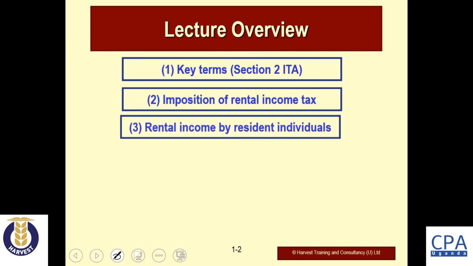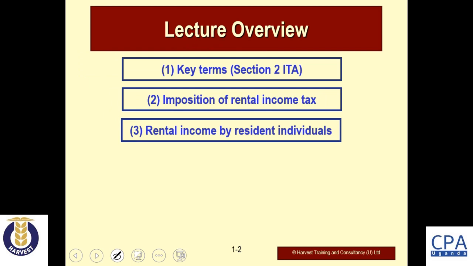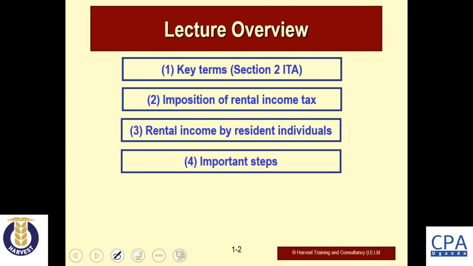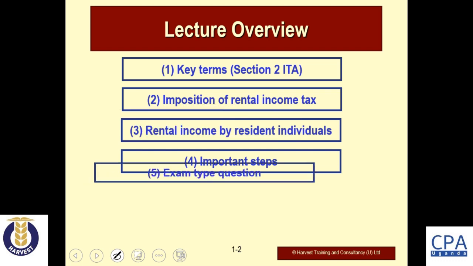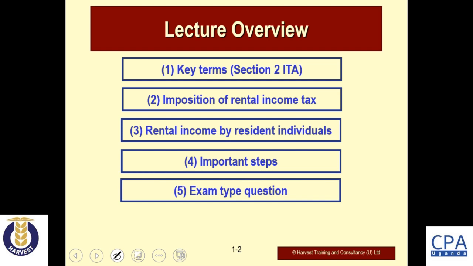Number 3, we are going to look at some of the issues that we consider in the determination of rental income by resident individuals. And then number 4, we are going to look at some of the important steps that you are going to take in determining or arriving at the tax liability in regard to the rental income derived by resident individuals. Then we shall wind up our discussion with the review of an exam type question, how the examiner will structure this area in the examination.